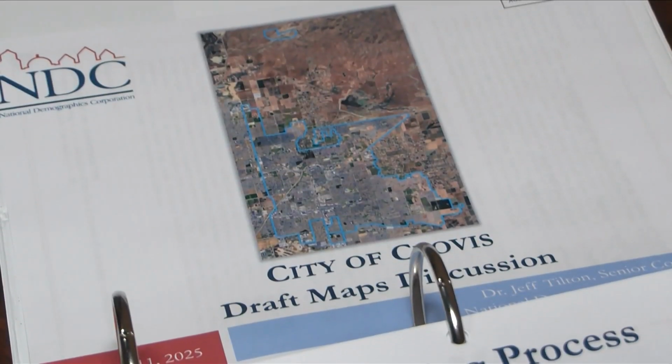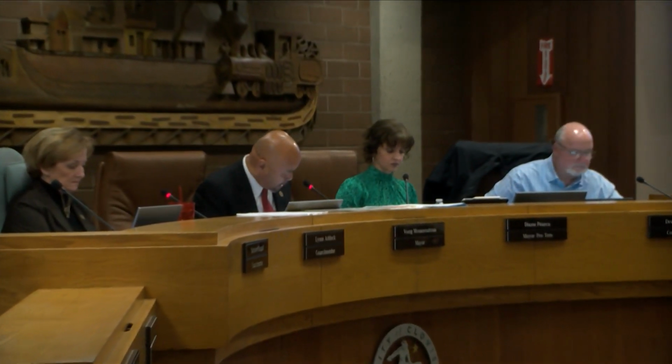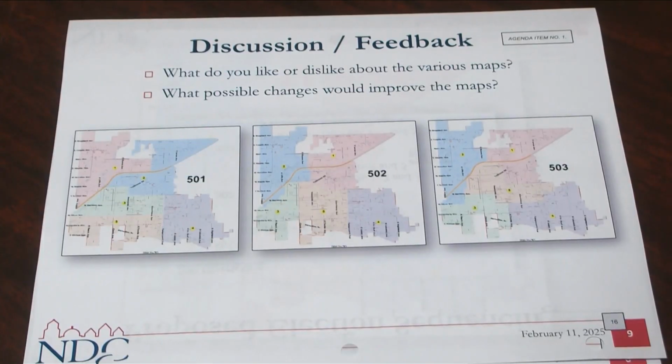And while the leaders are still undecided, the public still has time to create their own maps on the city's website. The deadline is February 21st.